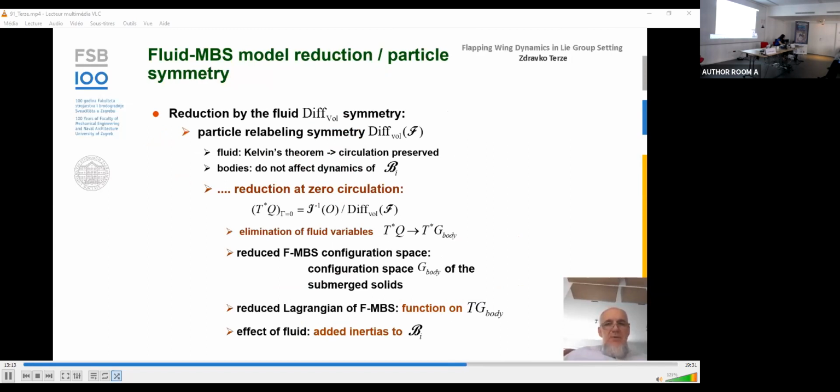What we have just described is symplectic reduction at zero level of circulation that eliminates fluid variables out of the picture. This also means that reduced Lagrangian of fluid multibody system is function of rigid body variables only, and effect of fluid to rigid body motion is encoded only through added mass or added inertia effect. As we have already seen, particle relabeling symmetry gives rise to Kelvin's theorem, saying that circulation that is assumed to be zero here is preserved.